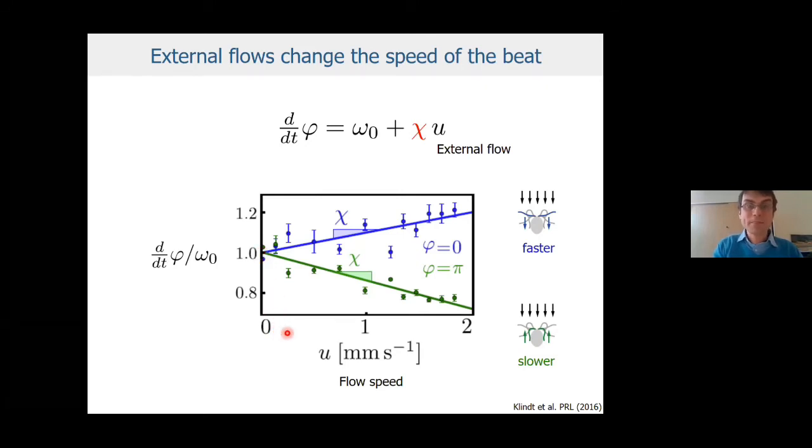But if we then apply this external flow U, you find that in blue for the effective stroke, the cilia beat faster. And this should make perfect sense because the cilia are moving down and they get tailwind from the external flow. So the hydrodynamic load is decreased. It's like going downhill. The cilia beat faster. In contrary, in green, during the recovery stroke, the cilia move up. They are moving against the external flow, so they're experiencing headwind. It's like going uphill, and we see correspondingly that the cilia beat slower.